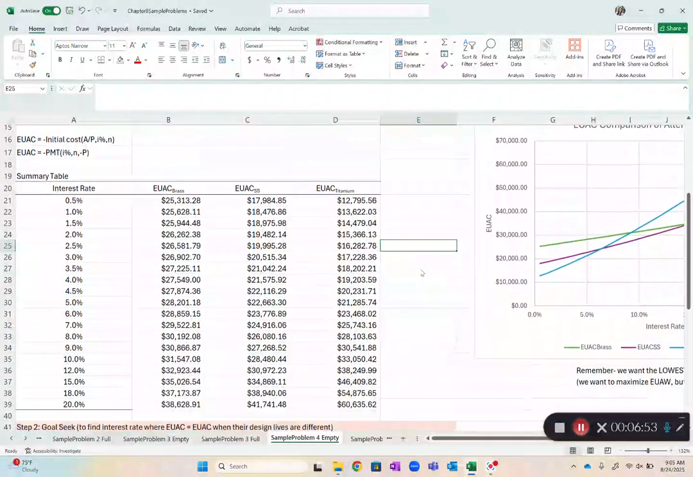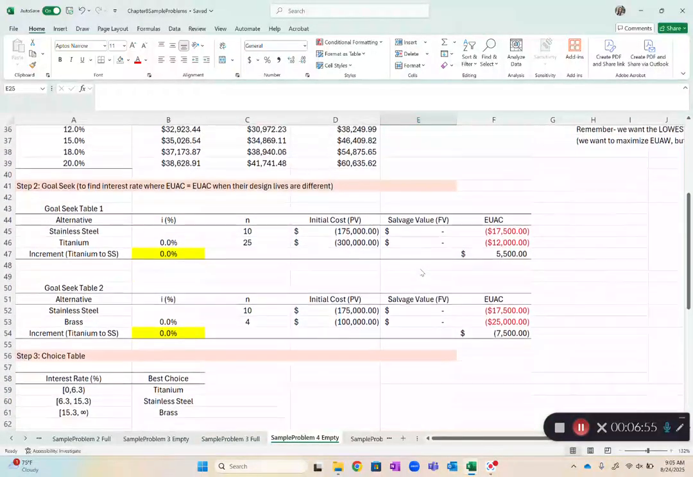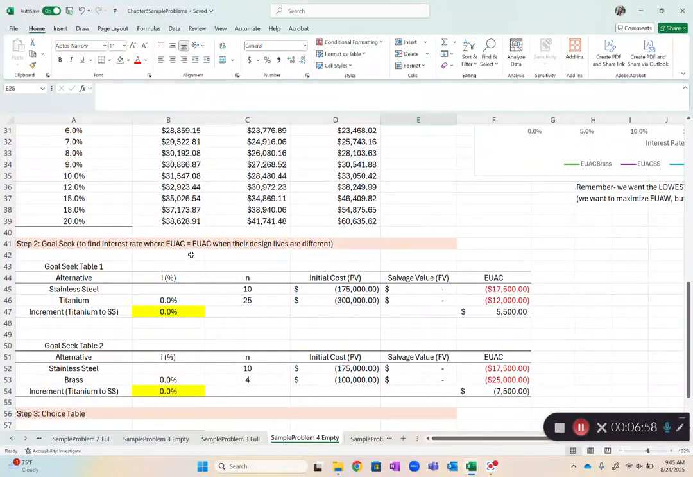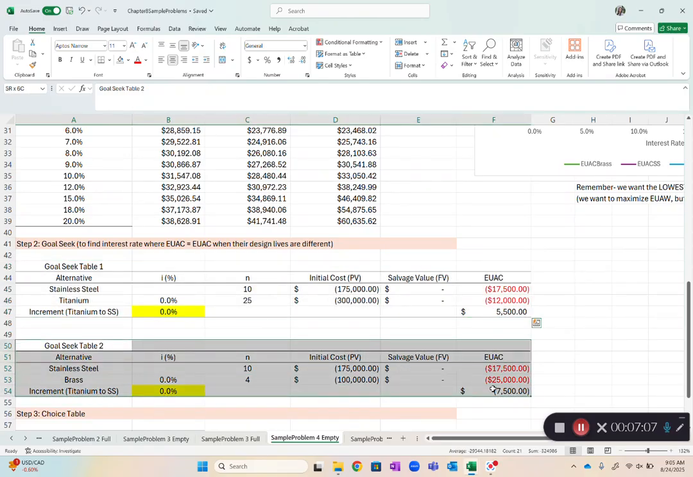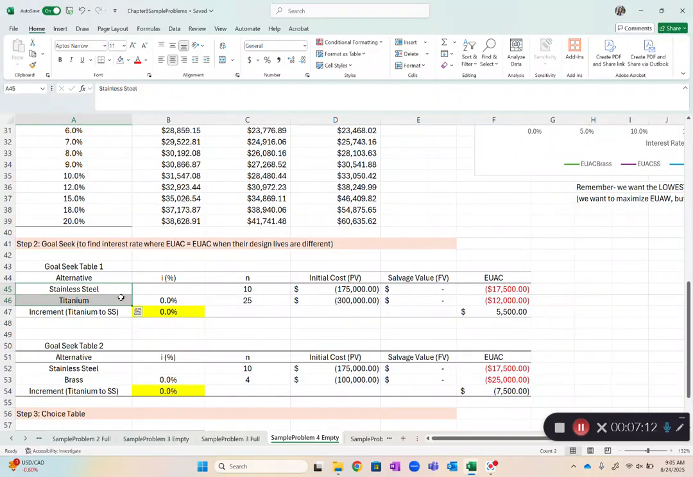Okay, so let's go look to see how I have this set up. You'll notice I have this set up in 2 different tables. One says GoalSeek Table 1 and the other is GoalSeek Table 2. All I mean by that is in GoalSeek 1, I'm going to be using stainless steel and titanium. And in GoalSeek Table 2, stainless steel and brass. Okay, so in this first table, say that if my interest rate is 0, this is what I get over here.